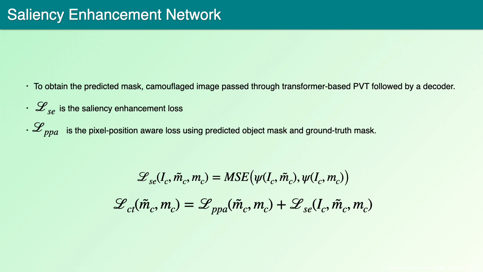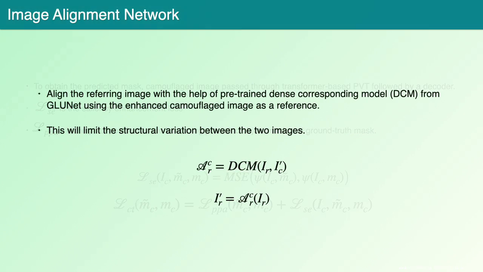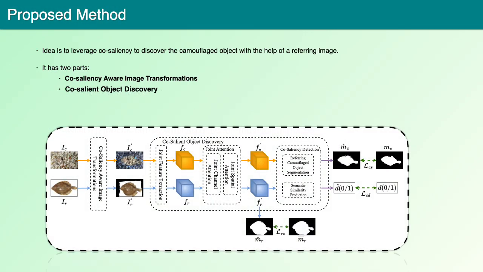To obtain the predicted binary mask and enhanced image, we train our saliency enhancement network and use two loss functions to learn the gradients: pixel position aware loss for predicting the mask and mean squared error loss for minimizing the difference between the enhanced images. As for aligning the referring images, we use a pre-trained text correspondence model. We create the estimation matrix which is used to align the referring image. After achieving the transformed images and reducing the visual disparity, we leverage the idea of co-saliency to discover the camouflage object using the referring branch.